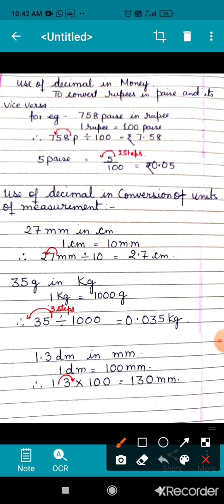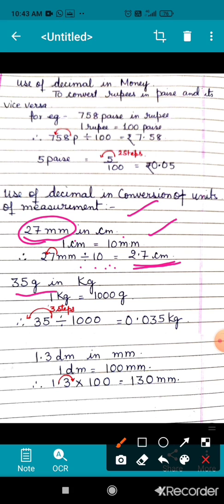Now let us see how we can use this knowledge in changing units. Here you can see 27 millimeter has to be changed into centimeter. As you all know, 1 centimeter is equal to 10 millimeter, and millimeter is a smaller unit. So you have to divide by 10 because you want to change a smaller unit into a bigger unit. 10 has one 0, so the decimal will shift towards the left side only one step. So the answer will be 2.7 centimeter.